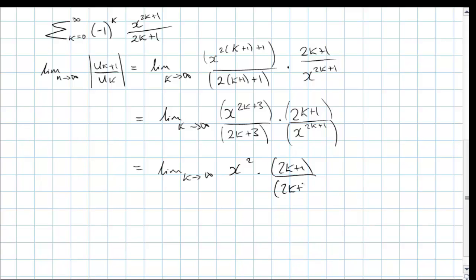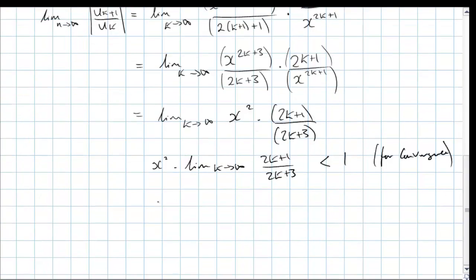2k plus 3. Using the algebra of limits, I can bring the x squared out like so, and then say the limit as k approaches infinity of the quotient 2k plus 1 over 2k plus 3, and what we essentially require for convergence is that that has to be less than 1. So that's for convergence. Okay, so we'll take this a little further. x squared, the limit as k approaches infinity, we'll divide throughout by k, which gives us 2 plus 1 over k over 2 plus 3 over k, has to be less than 1.